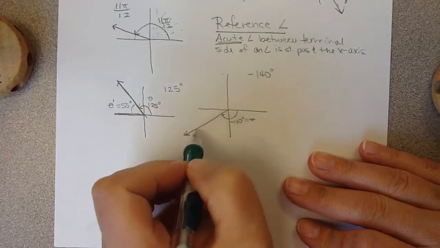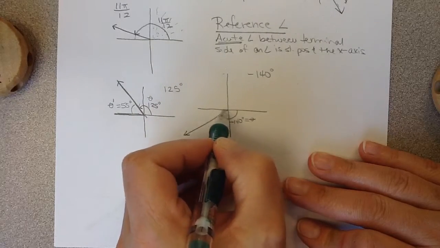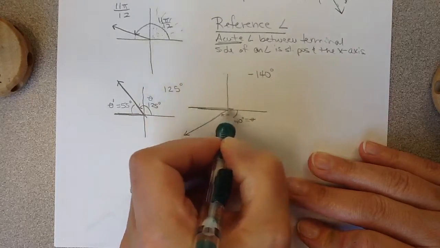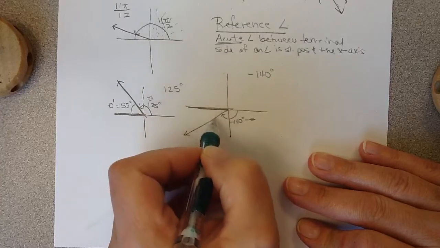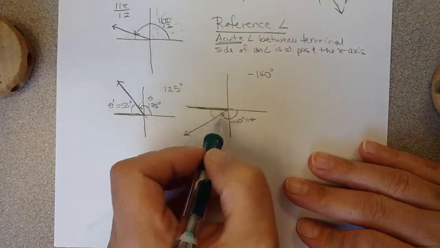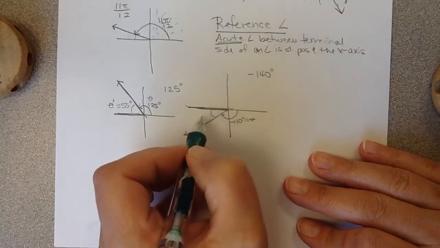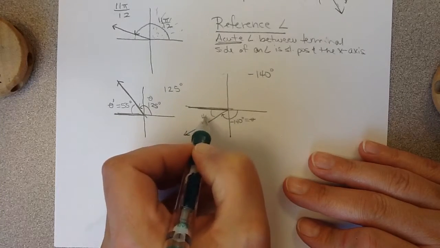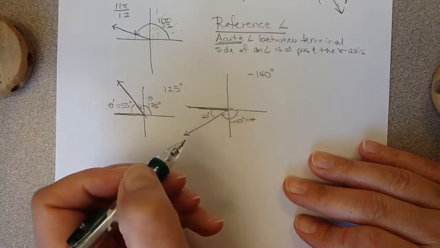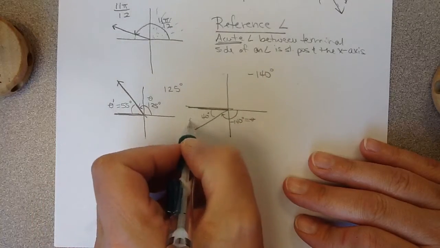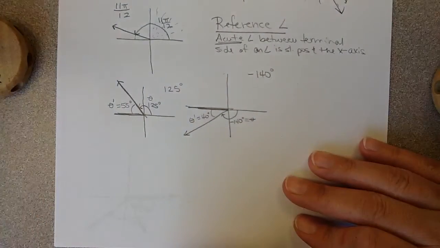And there's the terminal side. I want to know the angle between that terminal side I just drew and the x-axis that's closest to it. So this part here, that acute angle, how big is that? Well, half a revolution is 180. So we're 40 degrees away from a half a revolution there. So that's a 40-degree angle. So the reference angle theta prime is 40 degrees.